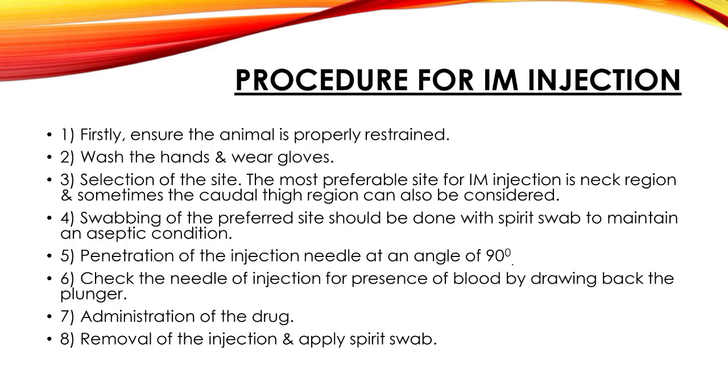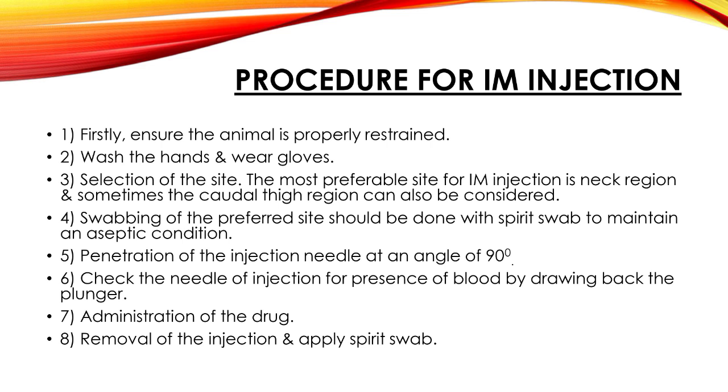The procedure for intramuscular injection is as follows. Firstly, we have to ensure that the animal is properly restrained. Then, the one who is giving the injection should wash the hands and wear gloves. Then, the selection of site should be done. The most preferable site for intramuscular injection is the neck region, and sometimes the caudal thigh region can also be considered. Swabbing of the area should be done with a spirit swab to maintain aseptic conditions.